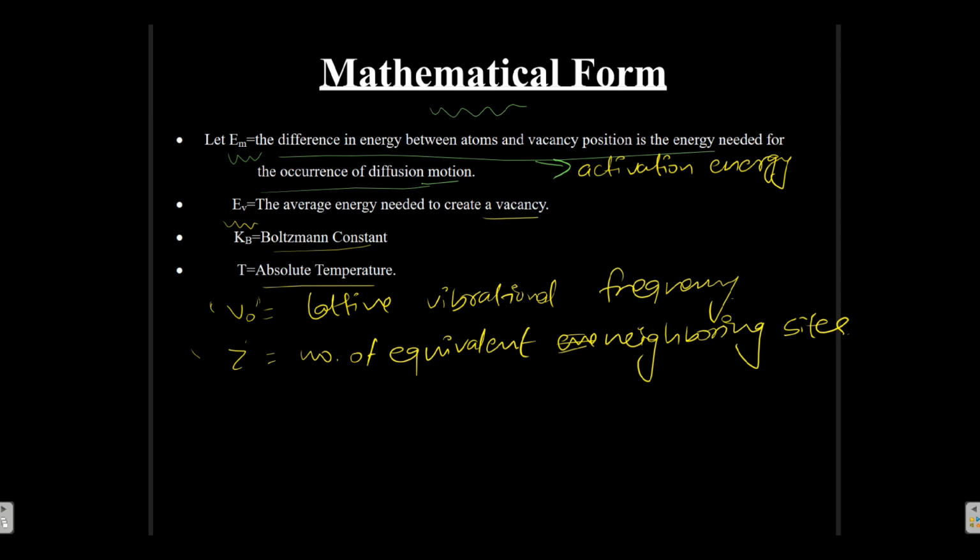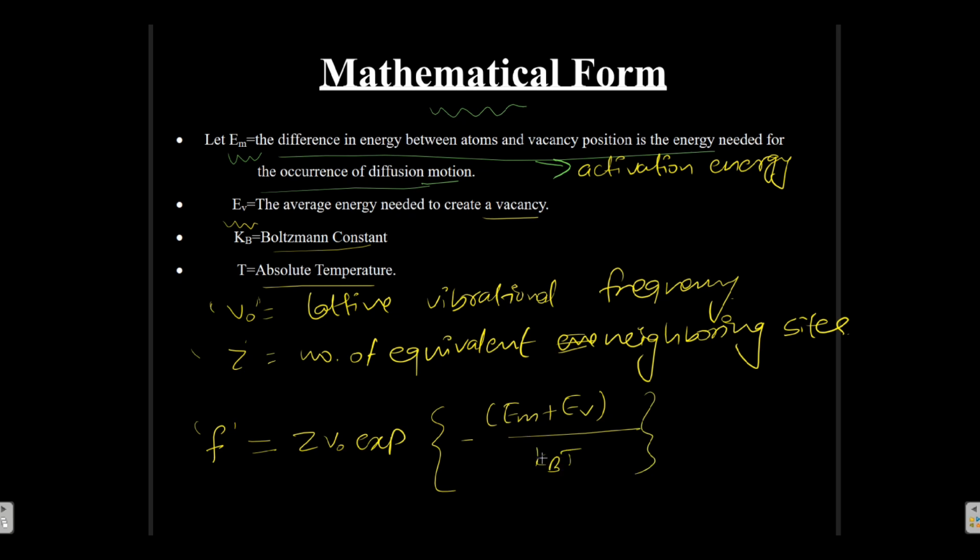We don't actually require the whole derivation of jumping frequency. We just need to understand the formula. So the actual formula for the jumping frequency, that is denoted by F, is: jumping frequency will be equal to Z V naught exponential minus (EM plus EV) by KBT. So this is the formula for jumping frequency.